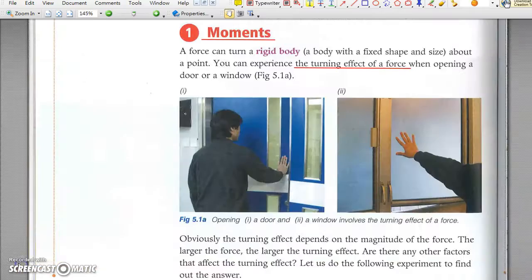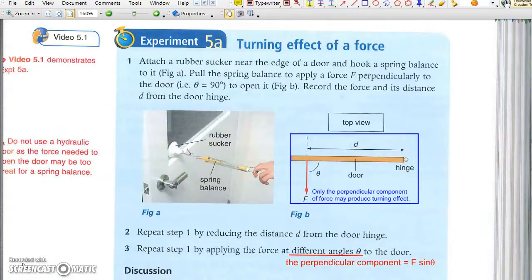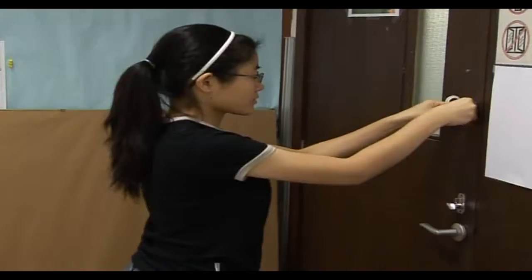1. Moment. A force can produce acceleration, which Newton's second law has told us. A force may also make something turn. The turning effect increases with the magnitude of force and a physical factor. Let's take a look at experiment 5a to find out what the physical factor is.